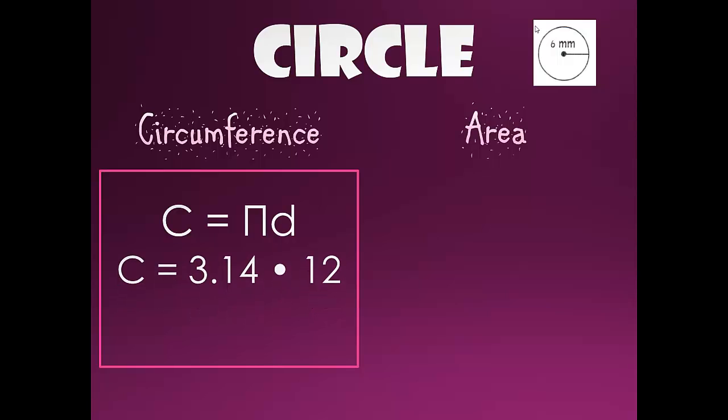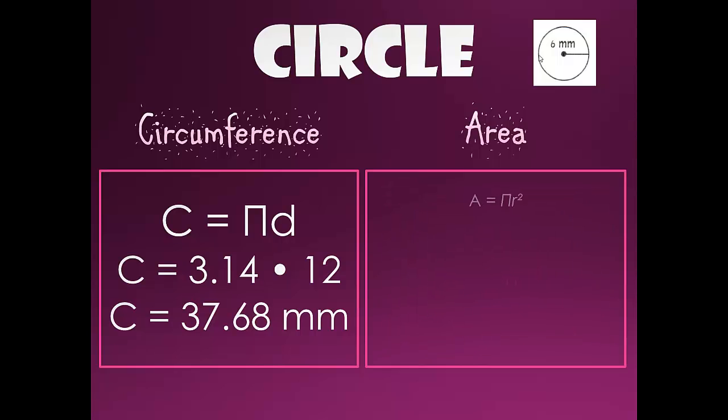Pi is equal to 3.14, and d stands for the diameter. In our problem, we have the radius. The radius is 6 millimeters. To find the diameter, we would multiply that by 2 because the diameter would go all the way across our circle. So our diameter is going to be 12. Now if we multiply 3.14 times 12, we're going to get 37.68, or 37 and 68/100ths. So our circumference is 37 and 68/100ths millimeters.